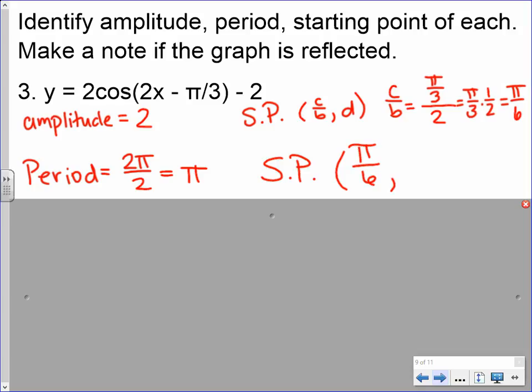Now, what is our vertical shift? So then our y coordinate is going to be -2. So tomorrow, we're going to start our frame. And don't worry about what a frame is, okay? We're going to start at pi over 6, -2, and then we're going to draw a cosine curve with an amplitude of 2 and a period of pi.